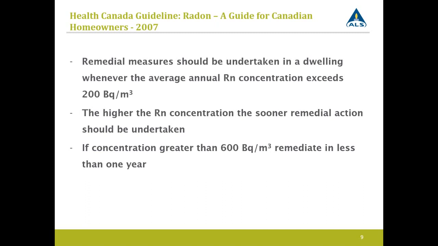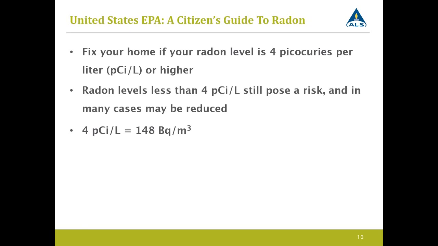The guidelines of US EPA are much stricter, and they say to fix your home if your radon level is 4 picocuries per liter or higher. But even radon levels less than 4 picocuries per liter still pose a risk, and in many cases may be reduced. And I have to remind that 4 picocuries per liter is 148 becquerels per meter cube. So this is approximately 3/4 of Canadian guidelines.